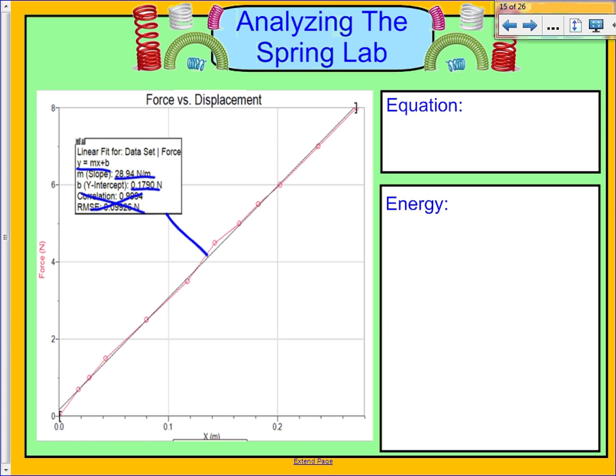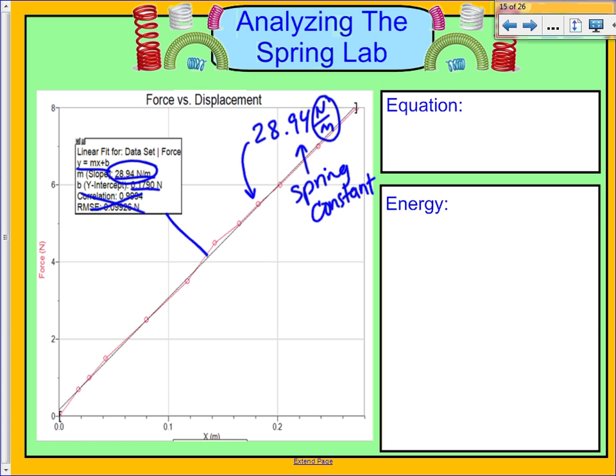Okay, the first thing we want to understand in physics is that the slope tells us information. So our slope of this line is 28.94 newtons per meter. I'm getting that right here. So when I take the slope of the line, that's telling me the newtons per meter. Now what is newtons per meter? What that's saying is it takes 28.94 newtons to stretch this spring 1 meter. This is known as the spring constant. The spring constant is a value that tells you how much force is required to stretch or compress a spring 1 meter.